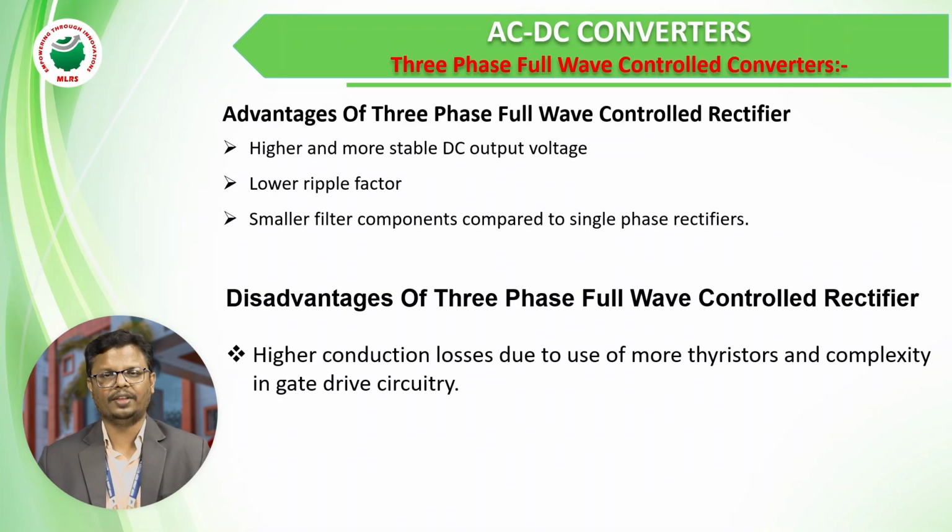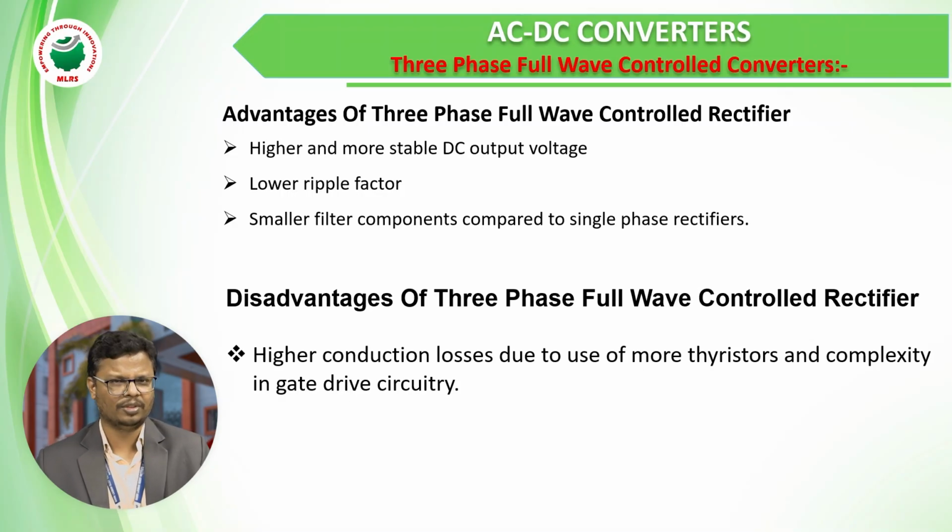And here we have the advantages of the three-phase full wave controlled rectifier. The first one is a higher and more stable DC output voltage. Why? Because we are using more devices, so we get a stable output and lower ripple factor. In a three-phase system we are using more switches, so the switching time is less and the ripples are also less. So we get approximately a DC output waveform, and a smaller filter.